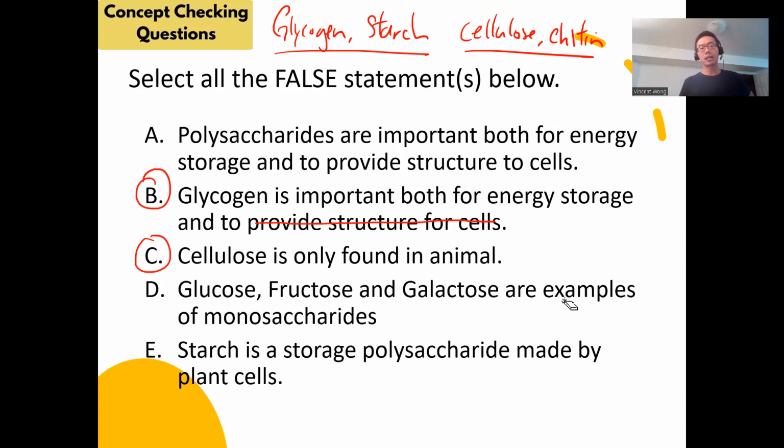Glucose, fructose, and galactose are examples of monosaccharides. Monosaccharides are the single sugars, the monomers. That would be the correct statement. And finally, starch is a storage polysaccharide made by plant cells. That is also correct. So the incorrect statements are B and C.